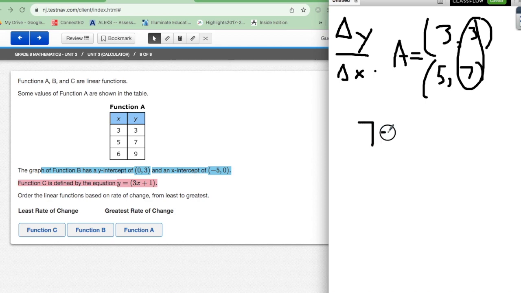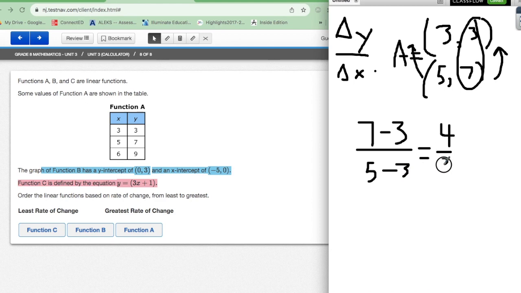All right, recall, here's my y's. So I'm going to go 7 minus 3. And if I go this way, I got to do it over here for the x's. So change in y over change in x, 5 minus 3. So I get 4 over 2. 4 over 2 simplifies to 2. So for A, the slope is 2.